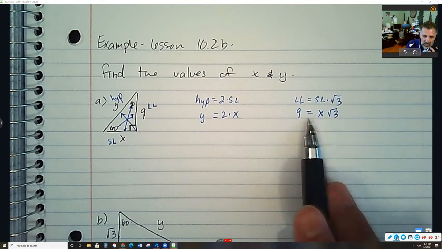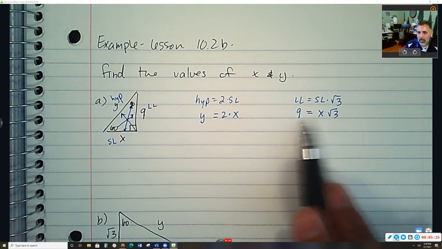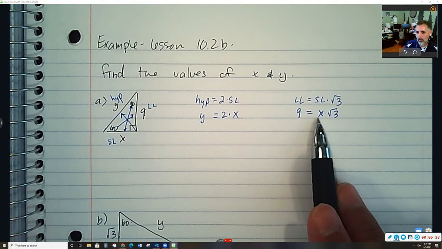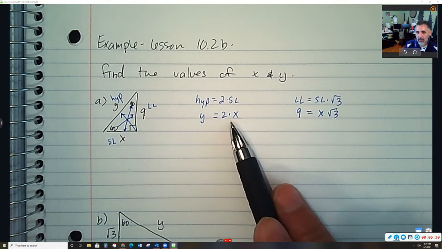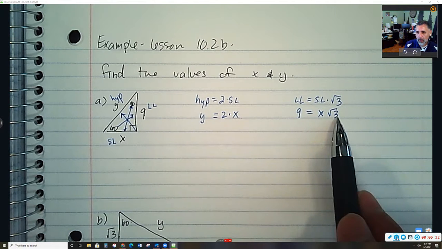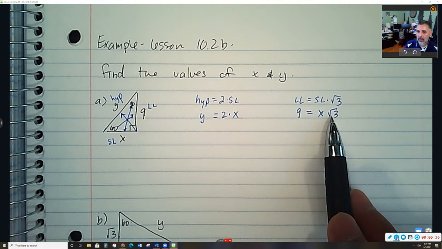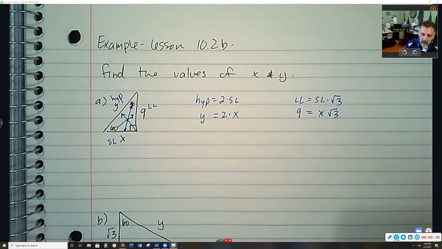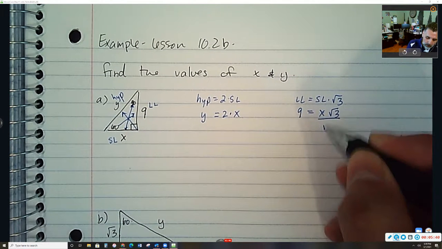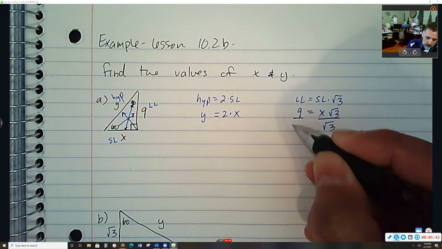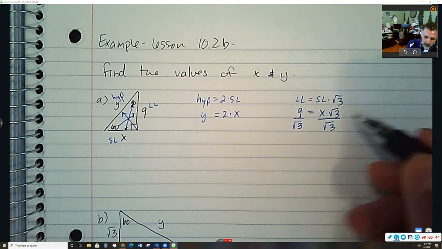Now with this, I can solve for this. I can solve for this because I only have one variable missing. See, on this side there's 2 variables, but I can solve for this one. Now here I have 9 equals x times the square root of 3, and we want to get x by itself. So what we would do is the inverse, which is divide both sides by the square root of 3.